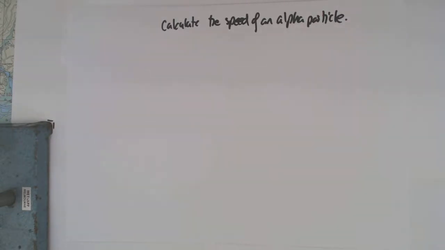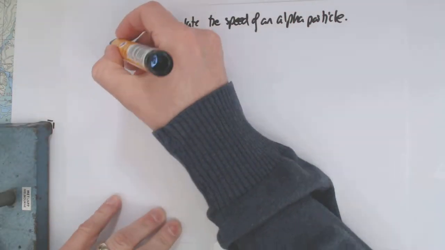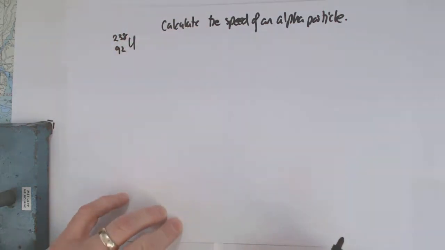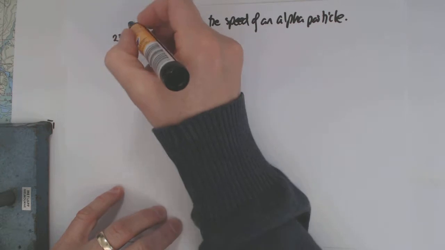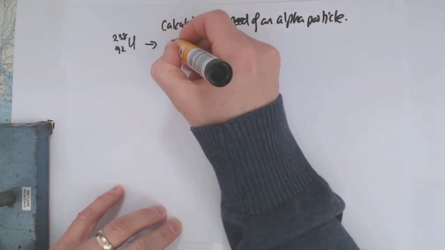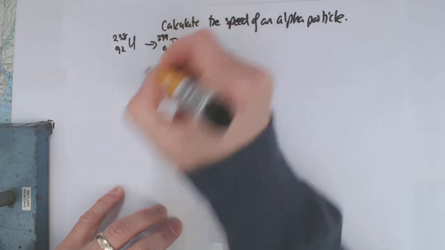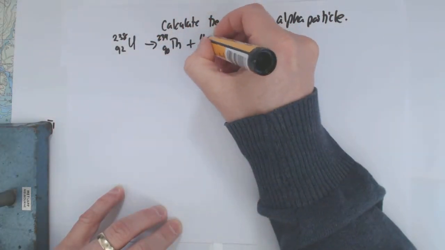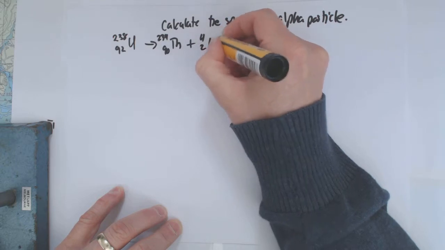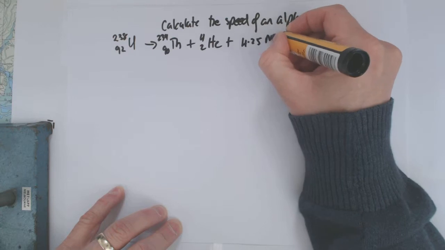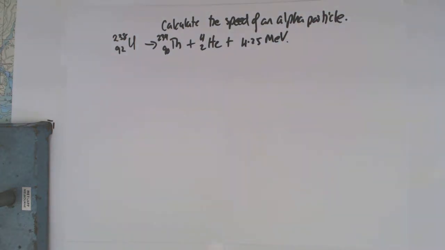What I want to do here is look at a question that has come up, which is: calculate the speed of an alpha particle. Let's just look at the alpha decay reaction for a start. We've got a fairly common one where uranium-238 breaks down to give you thorium-234 with atomic number 90, plus your alpha particle, plus we get our energy, which is 4.25 mega electron volts. This is not the only speed for an alpha particle.